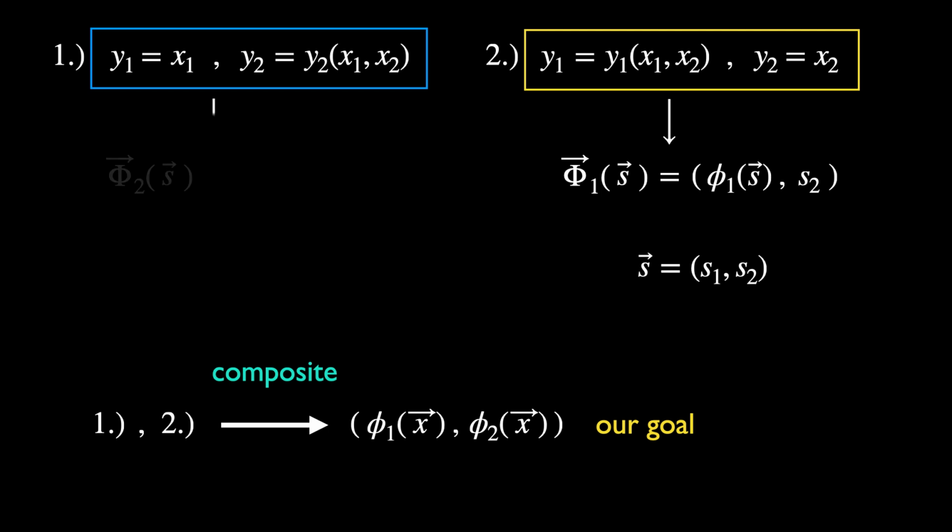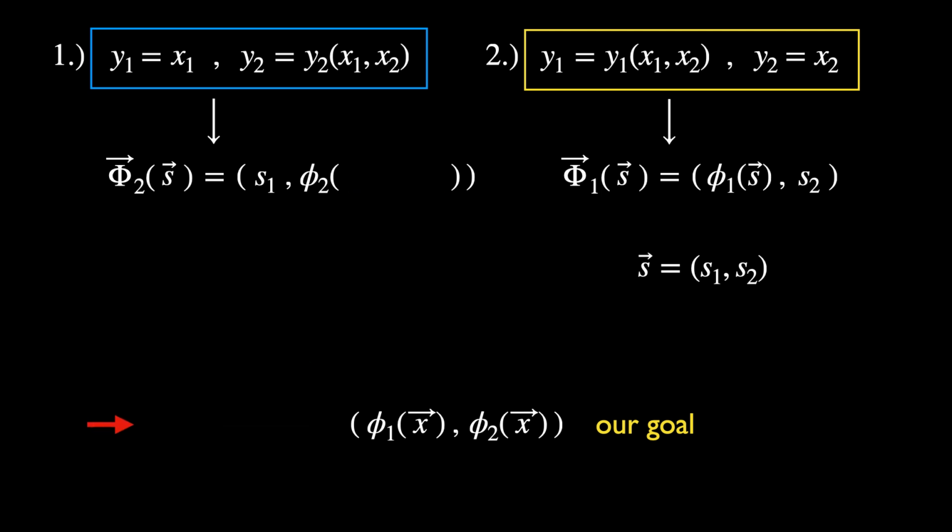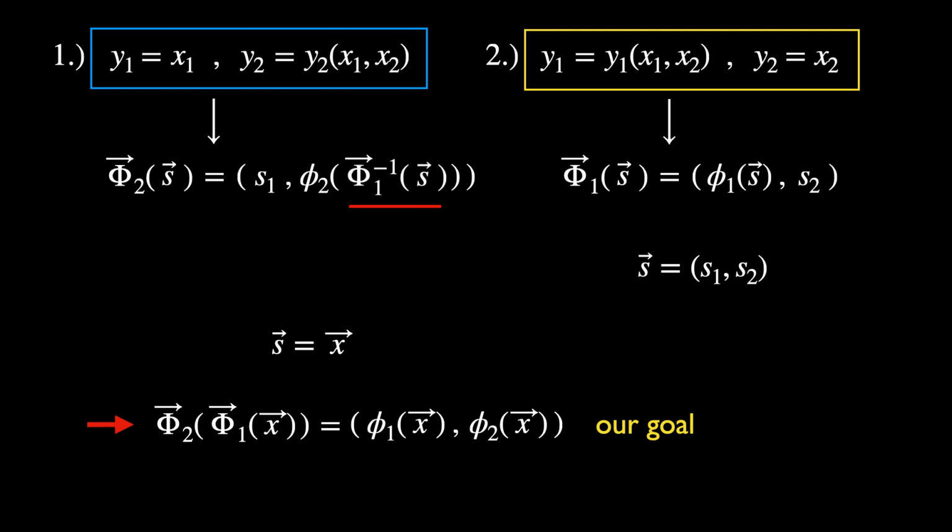For the first map, let's cast this into the generic form capital phi2. The first component is unchanged for this case, but for the second component, we introduce phi2. But we need another function within phi2. Since we wish to implement our goal by making a composite map out of these two, like so, the function within phi2 should be this, so that we get phi2 of S.